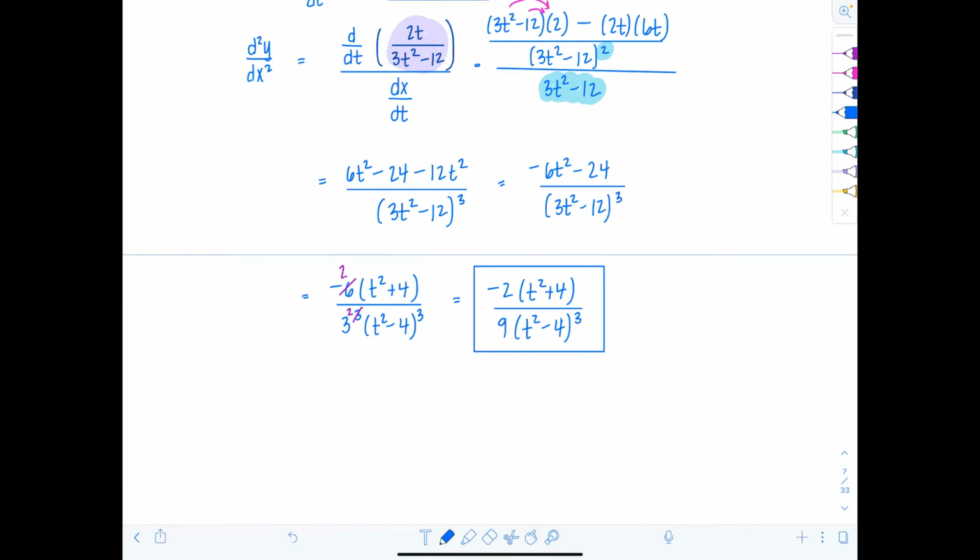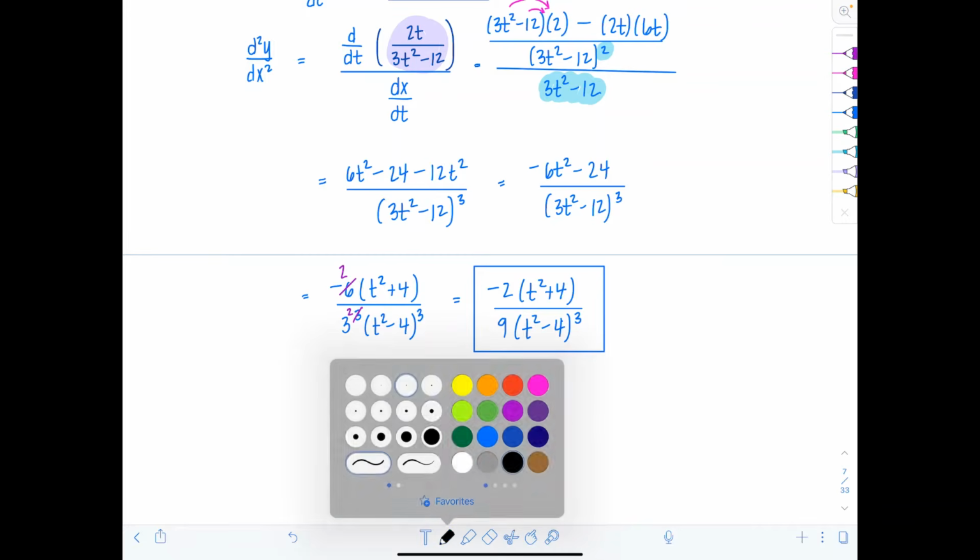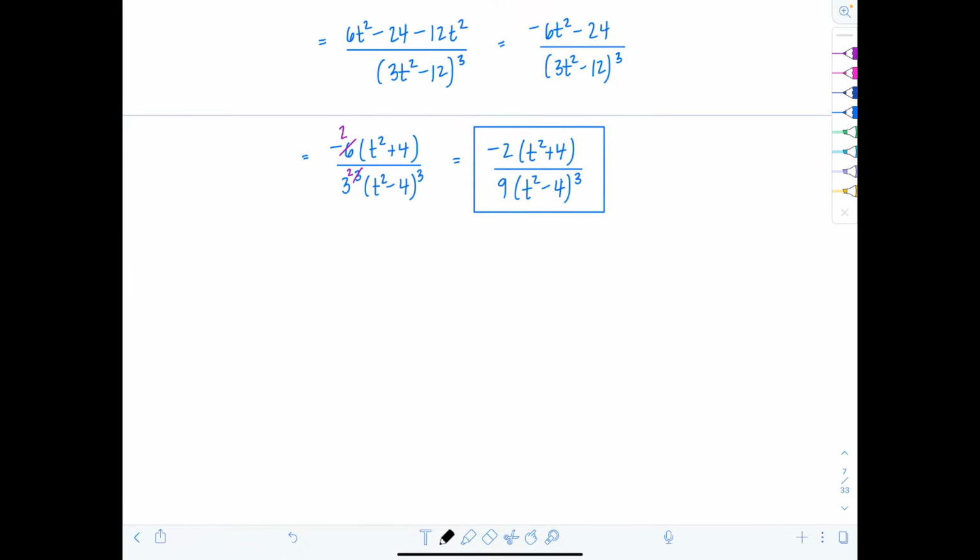Okay, how we doing? Surviving okay? Now remember we were asked something else. They asked us for which values of t is the curve concave upward.